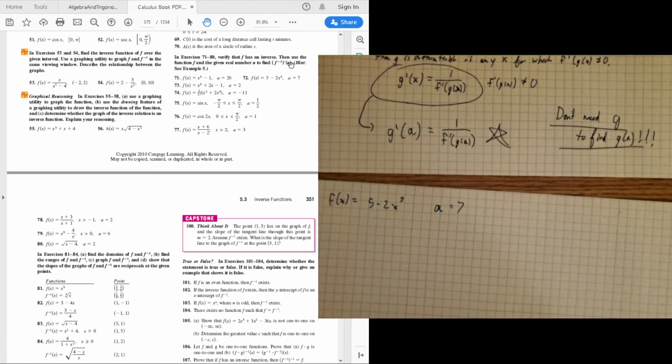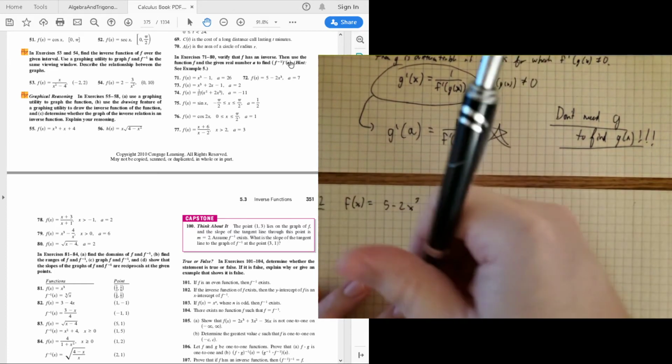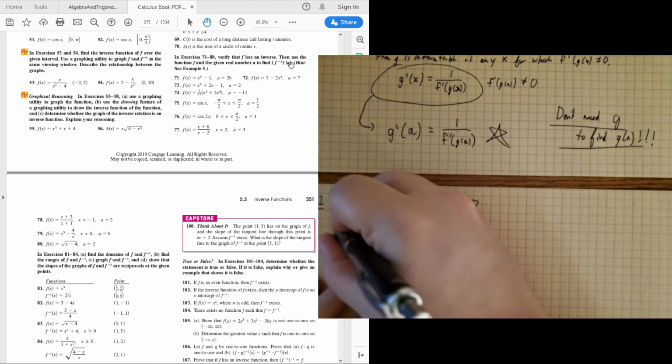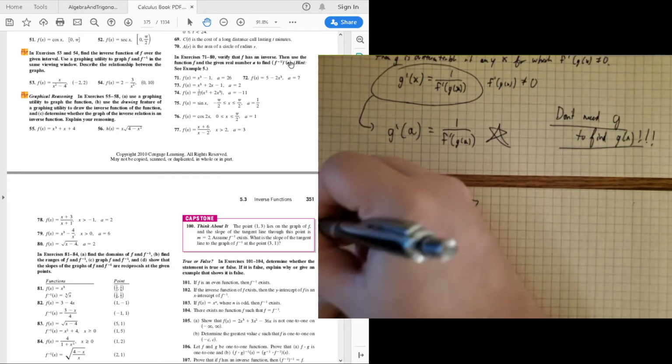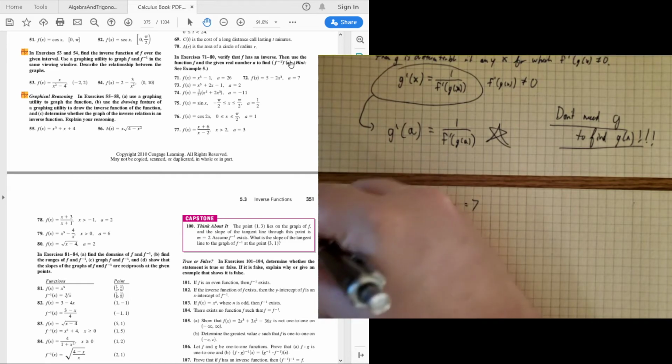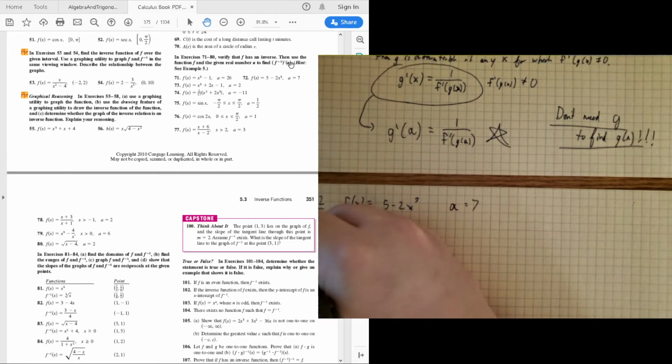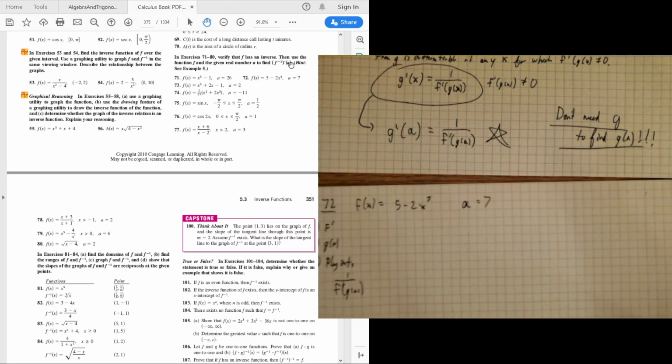So the question says, what's g of a? Well, it turns out there's no way to find it directly. So I'm going to split this into a couple different steps. I'm going to find f prime. So step 1, I'm going to find f prime. Step 2, I'm going to find g of a. And then step 3, I'm going to plug in 1 over f prime of g of a. So these are going to be my steps.